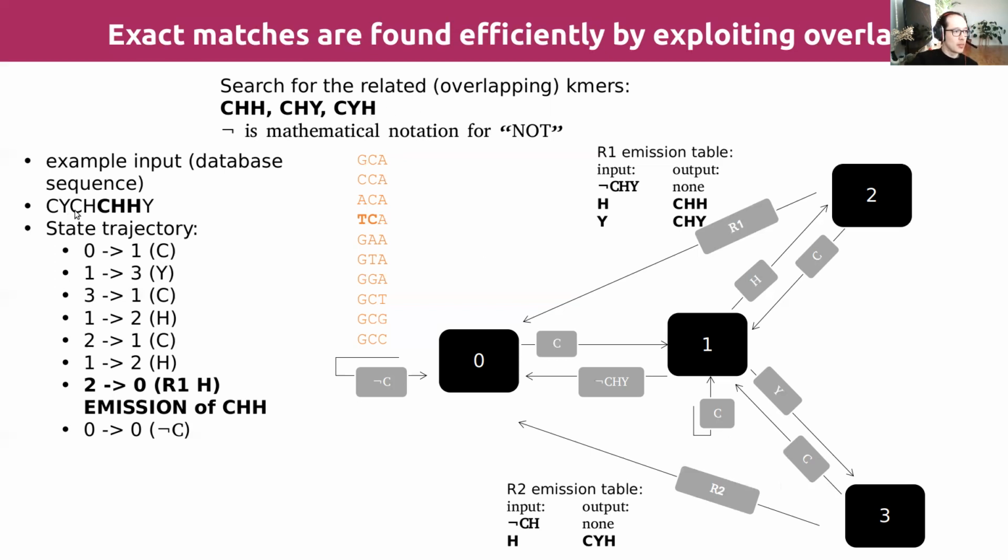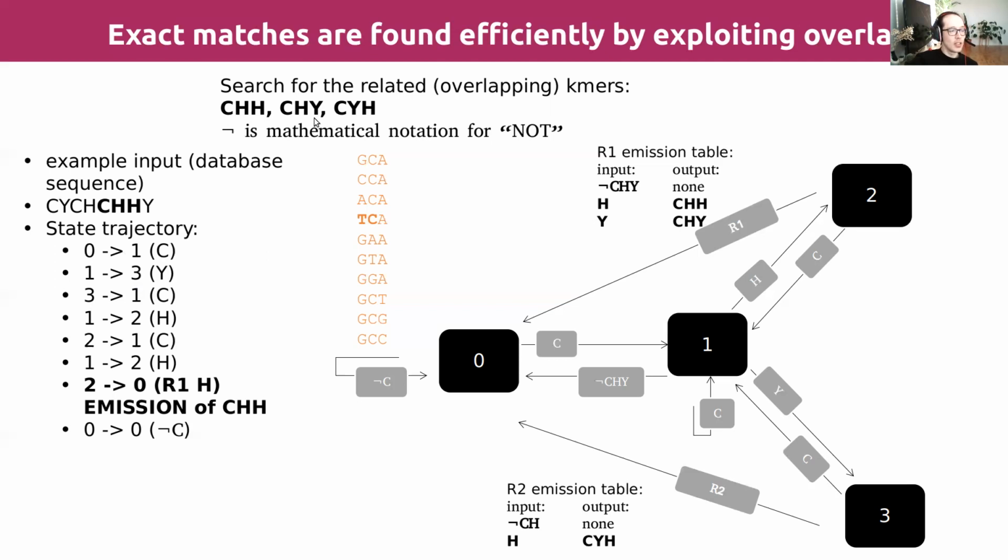So what happens is we hit a C and we revert back to state 1 because CYC is not one of our options. But now we're back in the state of being potentially 2 bases away from discovering one of these 3-mers again. So you can just follow this trajectory. We run into a C, we go to state 1. We run into a Y, we go to state 3. We run into a C, we go back to state 1, we run into an H, and we go up to state 2 up here.